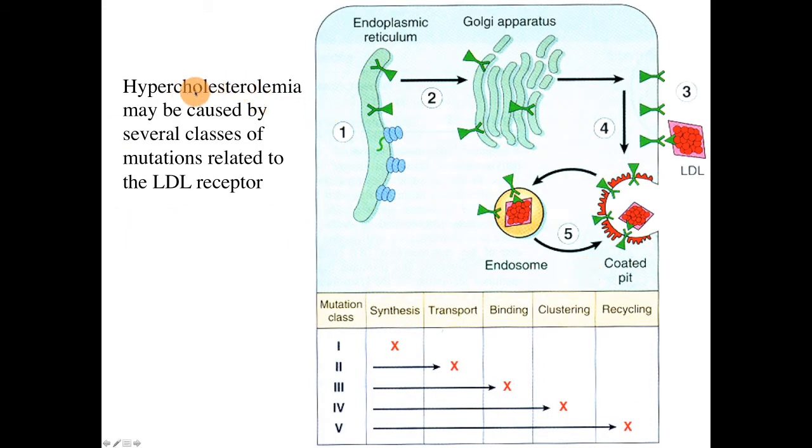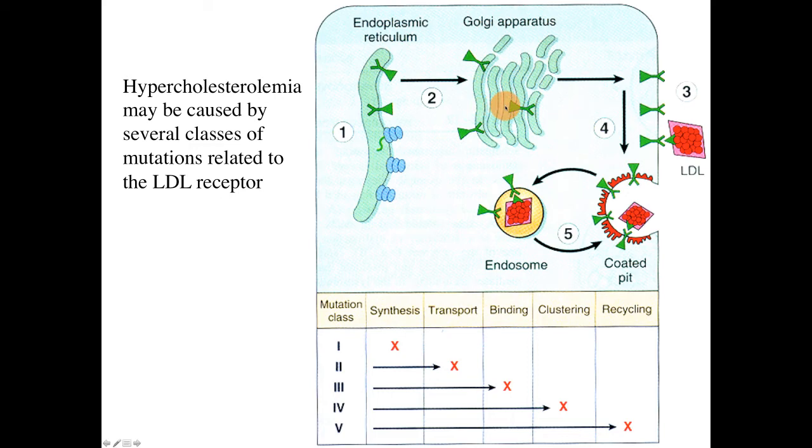What this means is that hypercholesterolemia can be caused by several classes of mutations that relate to the LDL receptor. So, for example, you may have a mutation in part of the LDL receptor that's involved in its original synthesis in the endoplasmic reticulum. You may have a mutation in the receptor that's involved in the transport of the receptor from the endoplasmic reticulum to the Golgi, or maybe a mutation in its transport through the Golgi.